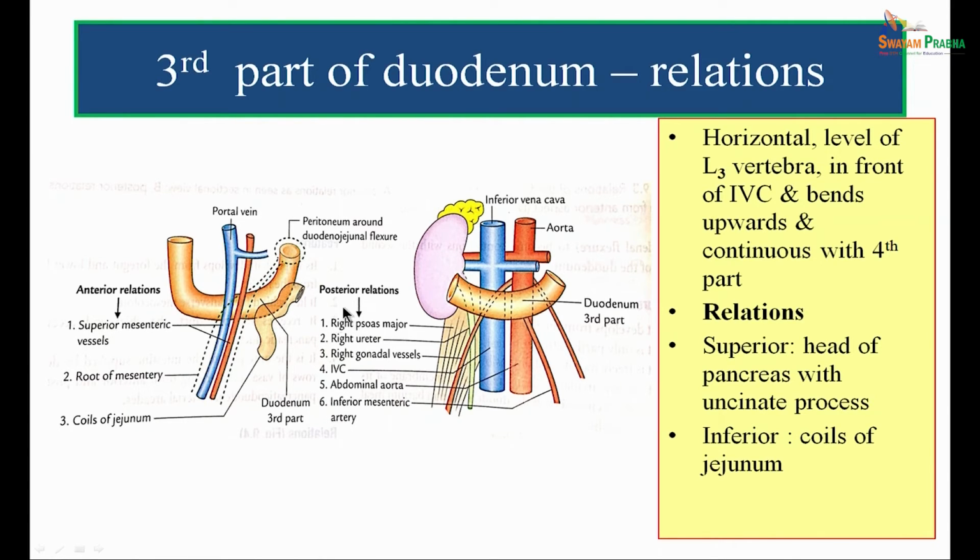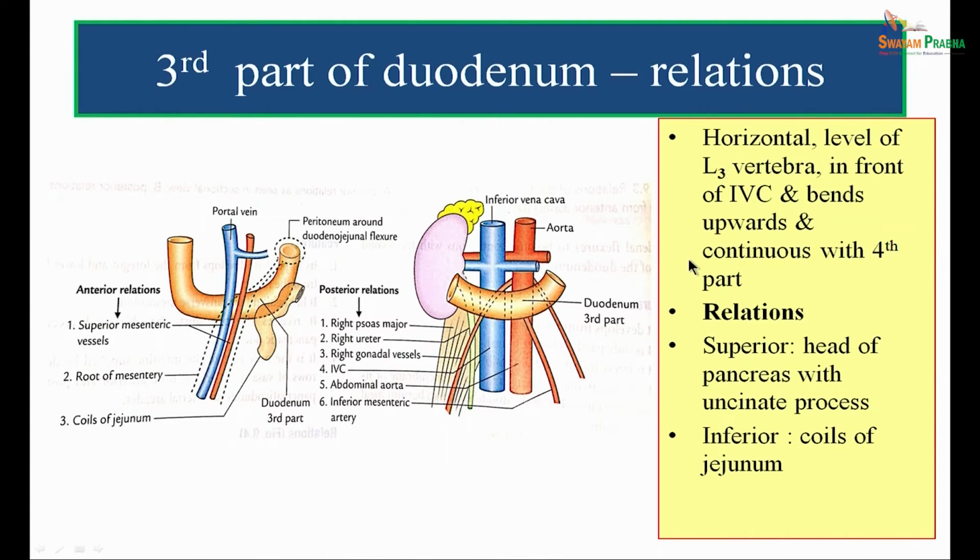To go through the relations of the third part of duodenum once again, anteriorly it is related to superior mesenteric vessels, the root of mesentery and the coils of jejunum. Posteriorly it is related to right psoas major, right ureter, right renal vessels, inferior vena cava, abdominal aorta and inferior mesenteric artery. Superiorly, it is related to the head of the pancreas along with the uncinate process. Inferiorly, it is related to coils of jejunum.